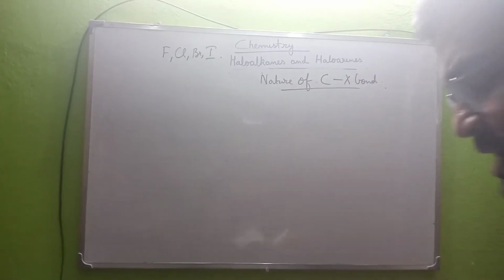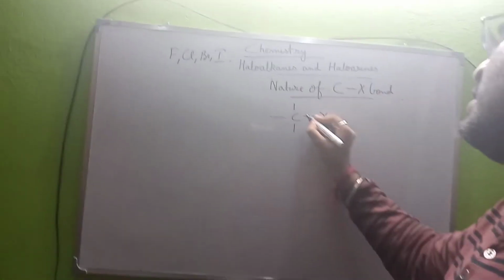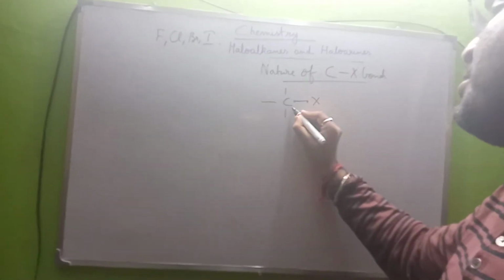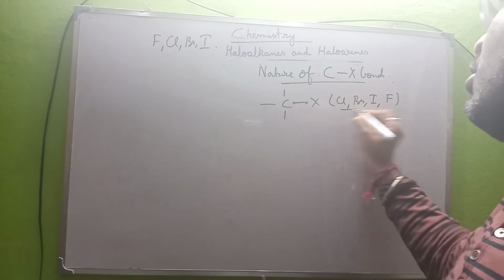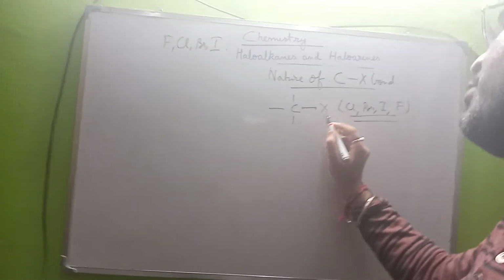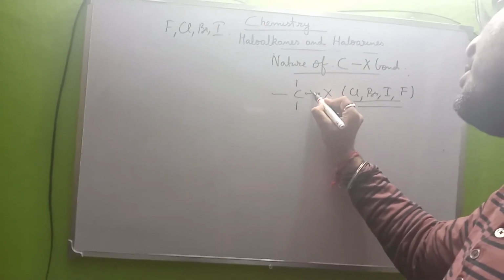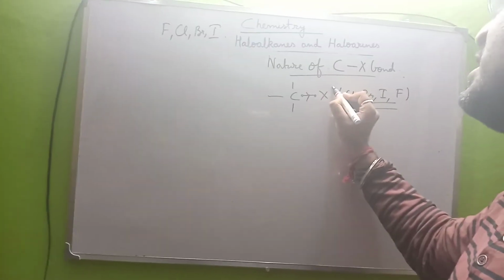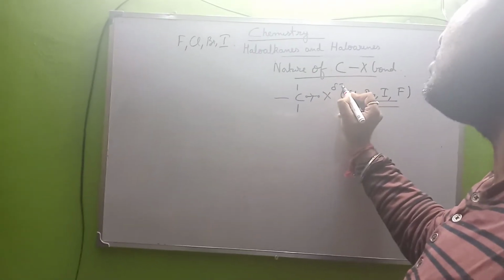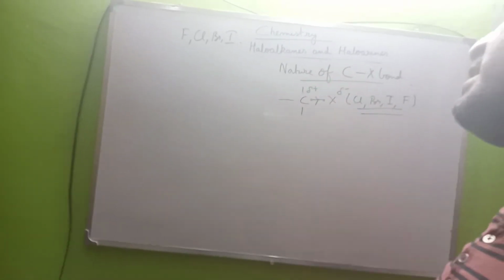We all have studied that this bond present between carbon and halogen, that is chlorine, bromine, iodine or fluorine, we all know that all these halogens are quite more electronegative compared to carbon. So as a result, the bonded electrons will shift more towards the halogen atom, and therefore a partial negative charge, delta minus, will be created on this atom, and on the carbon a delta plus.